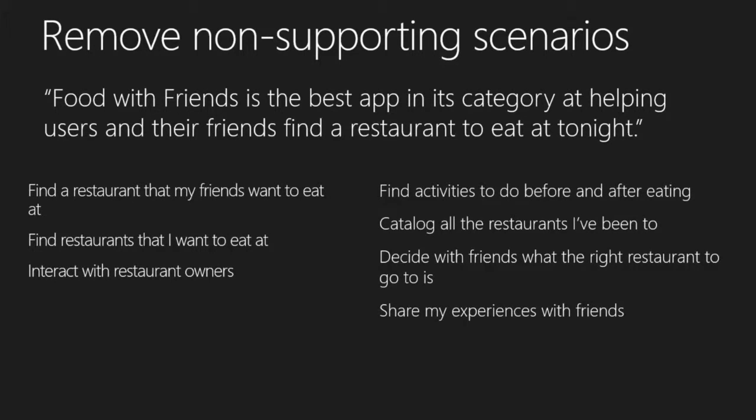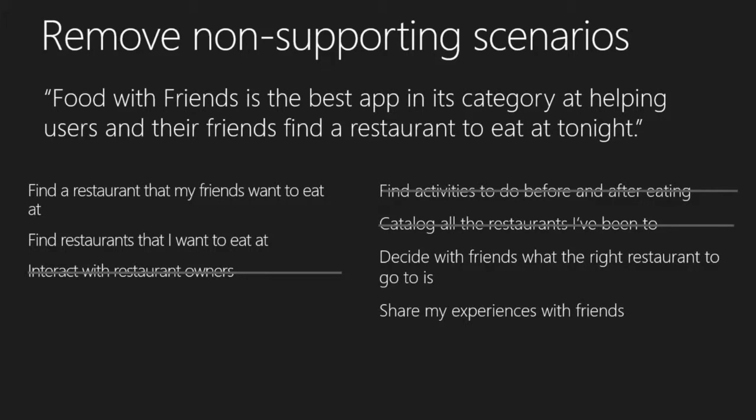So now that we've removed some of these scenarios, and the previous ones were really great scenarios, we've really started to hone in on how they align with our best at statement. We also want to remove any that are non-supporting. For example, interact with restaurant owners. It's interesting, but does it distract the user from what the app does best? Find activities. Also interesting, but this is about where I want to eat. I only want to think about my friends and where I want to eat.